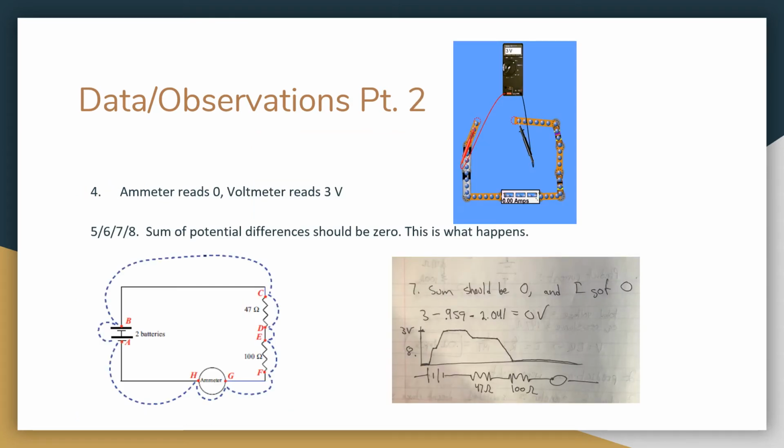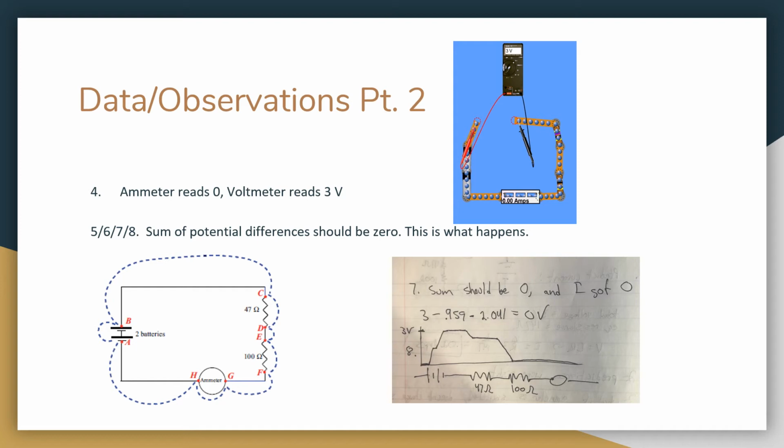Next, we disconnected part of the circuit and used a voltmeter to calculate the potential drop between the gap that was now there. The voltmeter read 3 volts, which makes sense because the total voltage given to the circuit by the batteries is 3 volts, and the ammeter now read 0 amps because the circuit is not connected, so there's no current flowing.